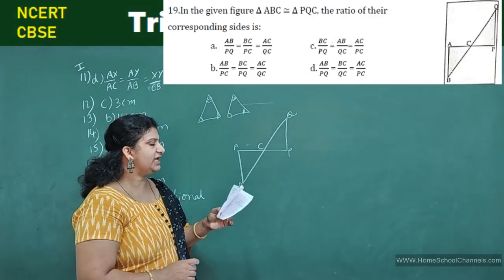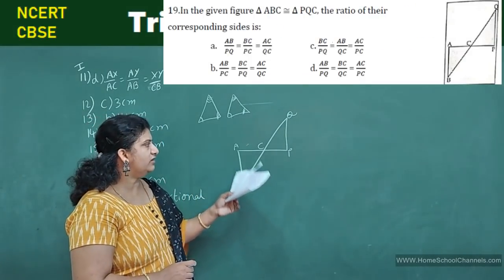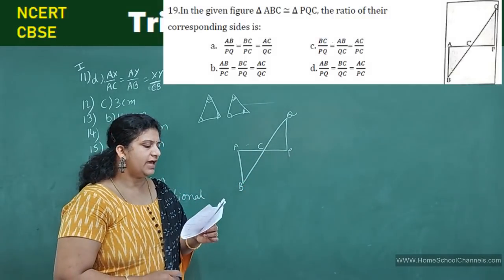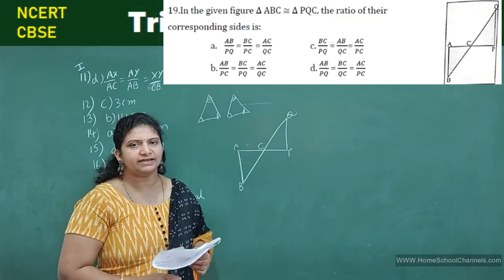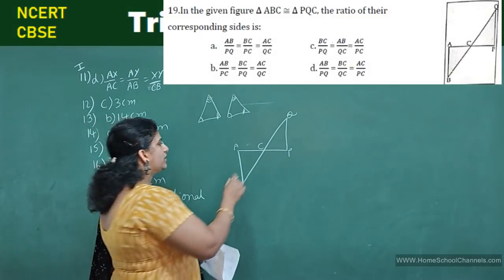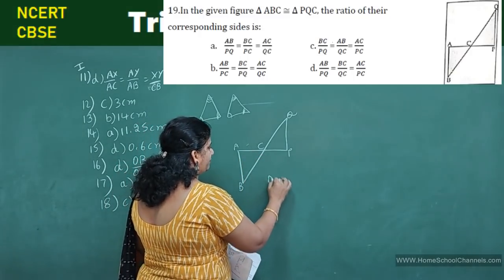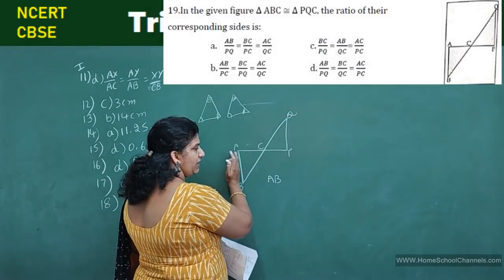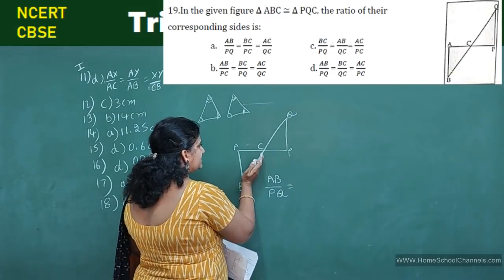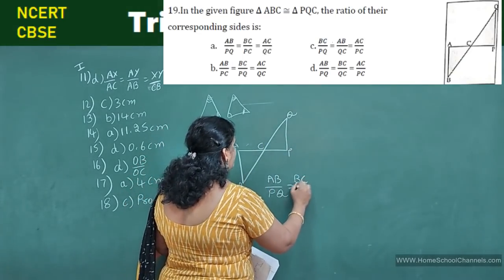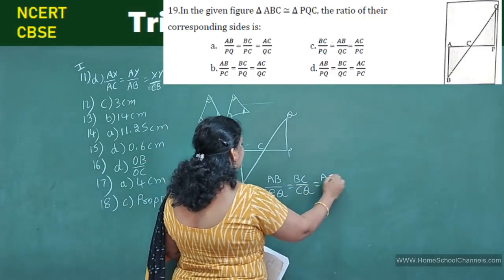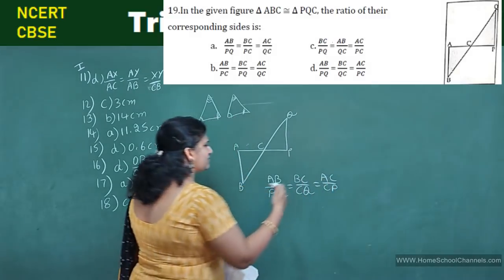19th one, in the given figure, you can see the figure here. Triangle ABC congruent to triangle PQC. The ratio of their corresponding sides is. So, let us write the ratios. Corresponding sides ratio. AB by PQ. And now BC by CQ is equal to AC by CP or PC, both are same.